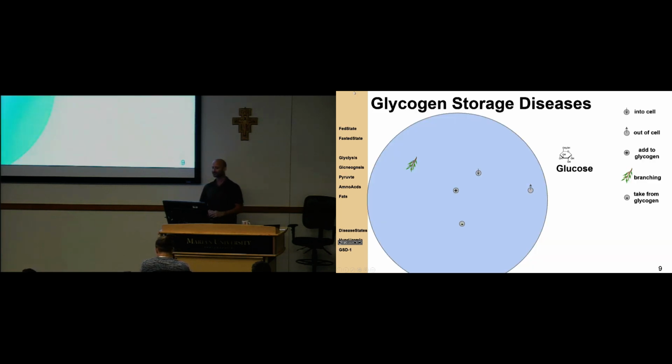All right, so if you downloaded the PowerPoint yesterday, I think the only difference you'll see is I had these two emoticons wrong. I'm going to use these emoticons on this slide and the next to talk about what's happening to glucose. It's coming into the cell, it's going out of the cell, you're adding it to glycogen, then you're branching or debranching it from glycogen, and then you could be taking it away from glycogen, right? So here's glucose.